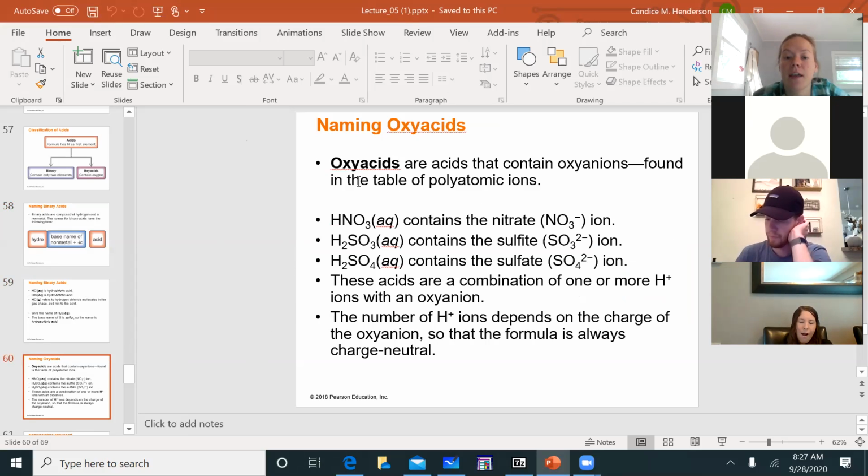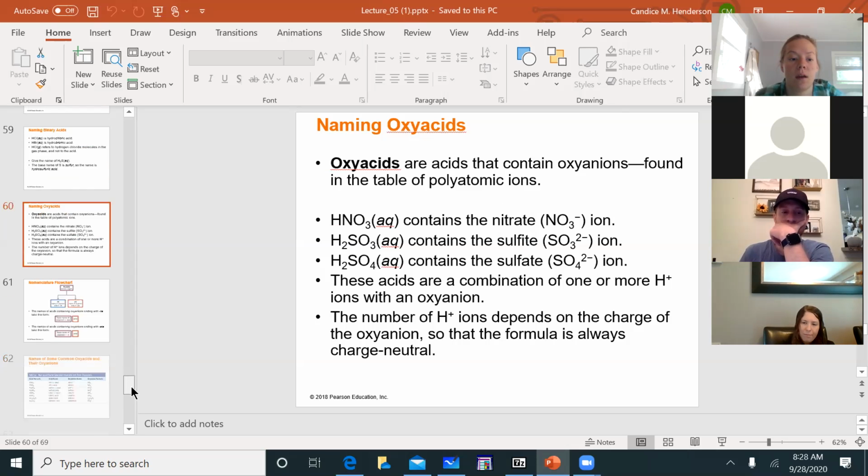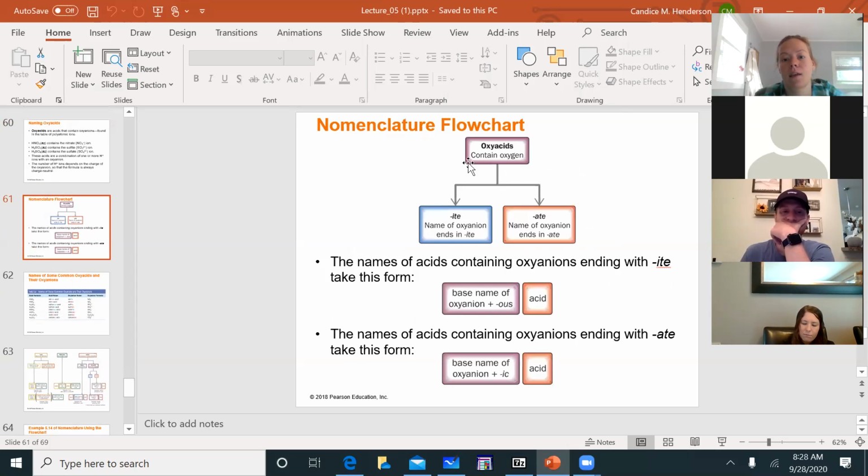All right, if you have an oxyacid with a polyatomic ion, you're going to name it differently. HNO3 contains nitrate. H2SO3 contains sulfite. H2SO4 contains sulfate. It's important to know whether it's an ate ion or an ite ion. Polyatomics won't have hydro in the front. You're going to say the base name of the oxyanion, change the ending, and then write the word acid.